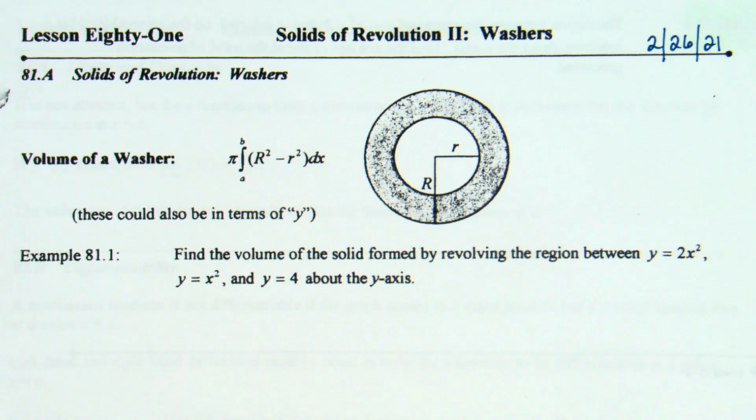Okay, so lesson 81 is officially solids of revolution 2, washers. As I said, instead of disc-shaped, there's going to be a hole in the middle, so it's washer-shaped. Notice our formula is slightly different. And let me back up, I guess. What was the volume formula for just regular rotating a solid around an axis?